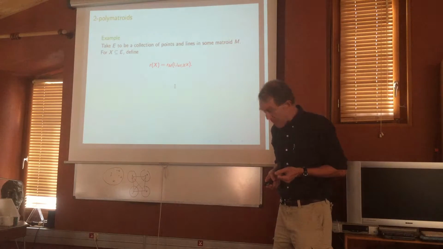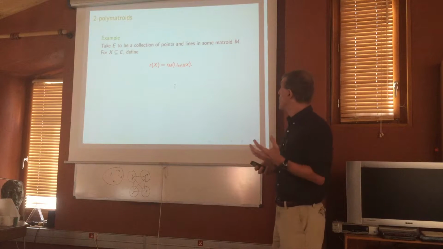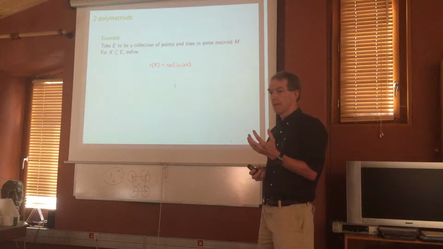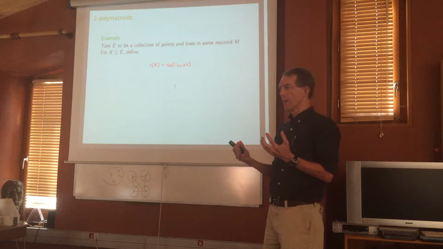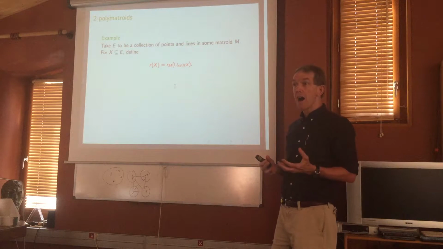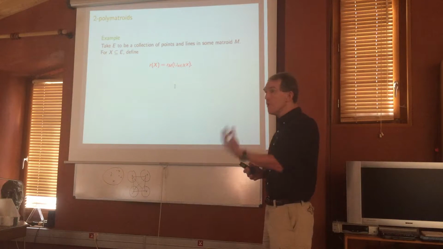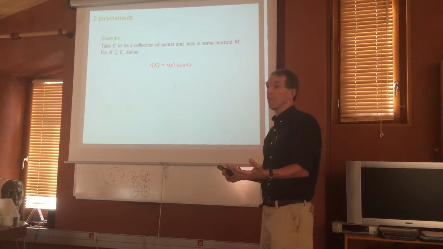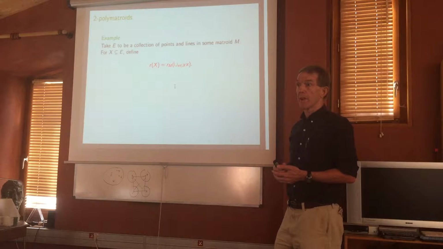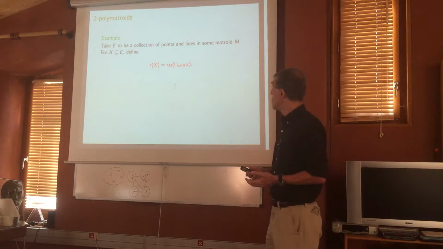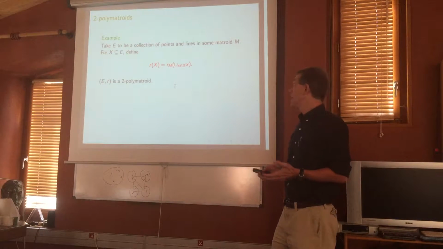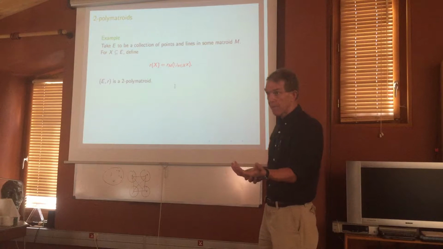Here's an example of a two-poly matroid. Just take a collection of points and lines in some matroid. Now, when I use the word point, I'm going to mean something of rank 1. When I use the word line, I'm going to mean something of rank 2. So take a collection of points and lines in a matroid and just define the rank of any union of that, any collection of points and lines, to be the induced rank in the matroid. That will give you an example of a two-poly matroid. The pair that you look at is the ground set, that is this collection of points and lines, and the rank function.